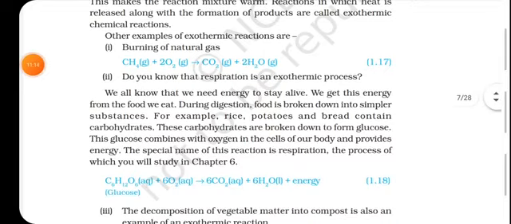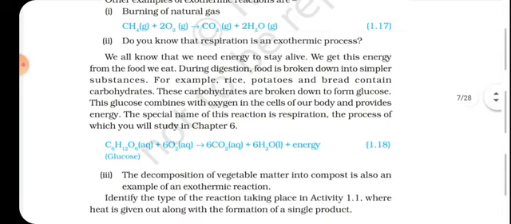See, we all know that we need energy to stay alive. We get this energy from the food we eat. During digestion, food is broken down into simple substances. For example, rice, potatoes and bread contain carbohydrates. These carbohydrates are then broken down to form glucose. This glucose combines with oxygen in the cells of our body and provides energy.